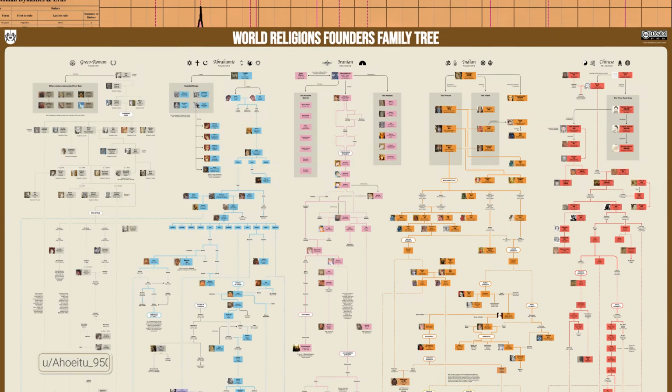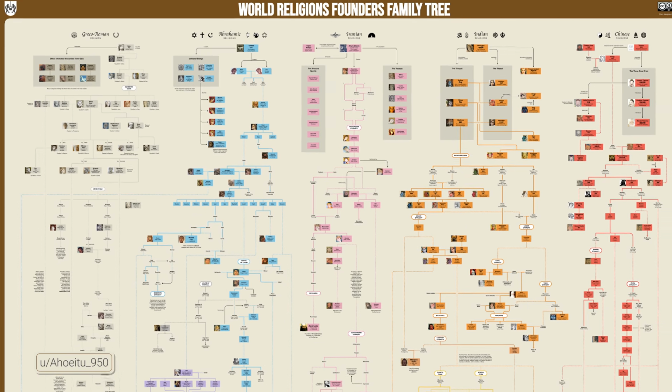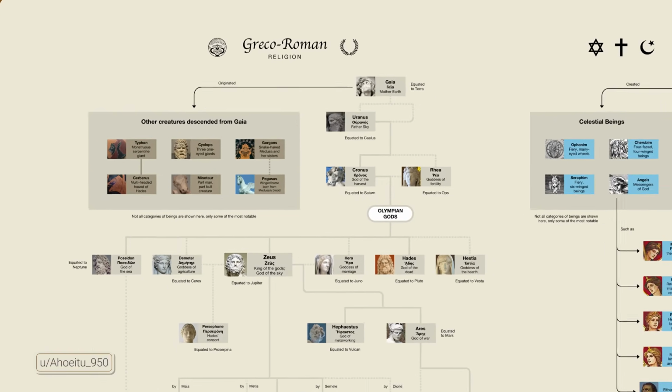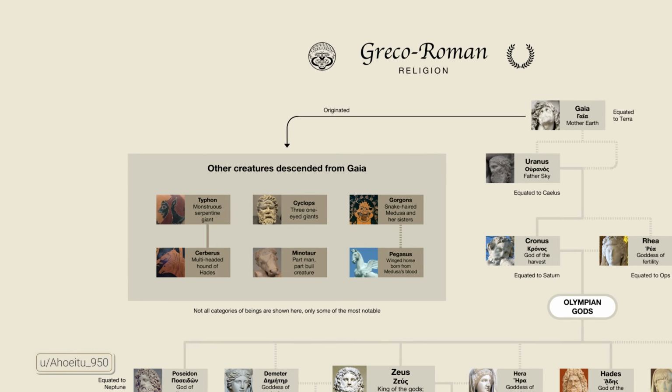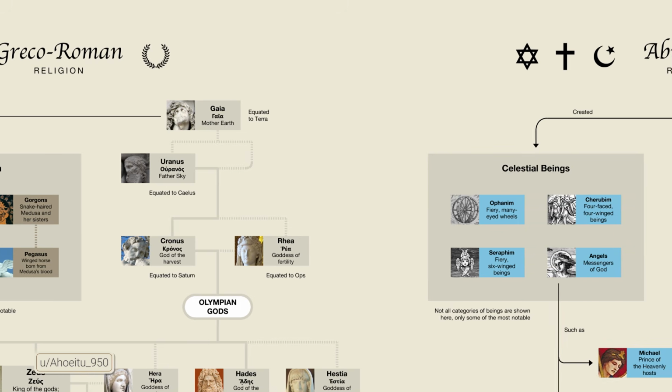Next up is this huge world religions founders family tree. This is quite different from my world religions family tree, which focuses on the religions themselves. This one focuses on the individuals from each religion. So the founders, prophets, and leaders, and in some cases, even gods and angels.